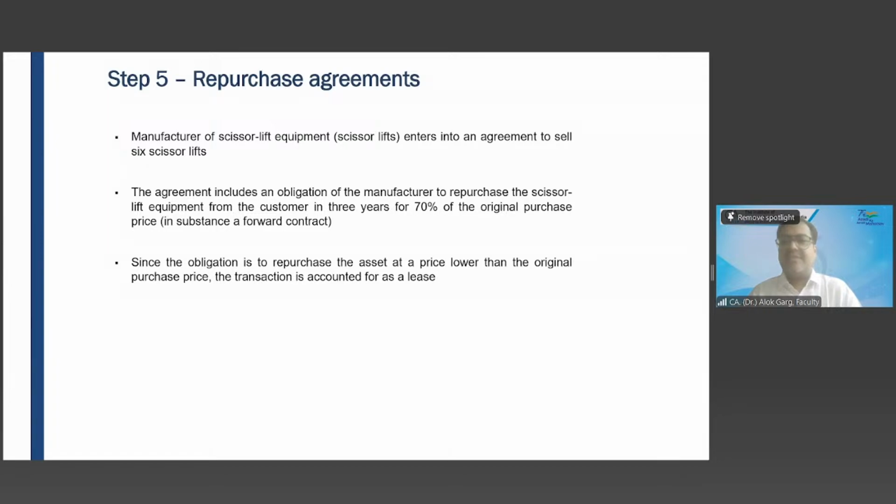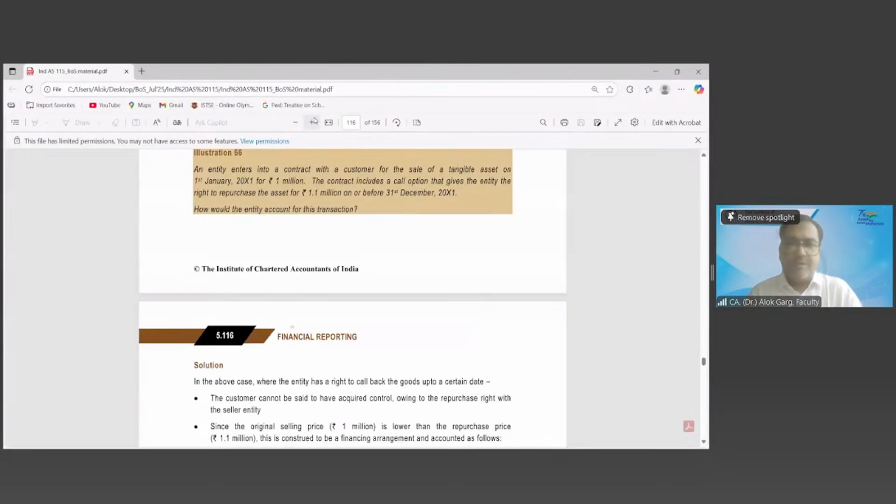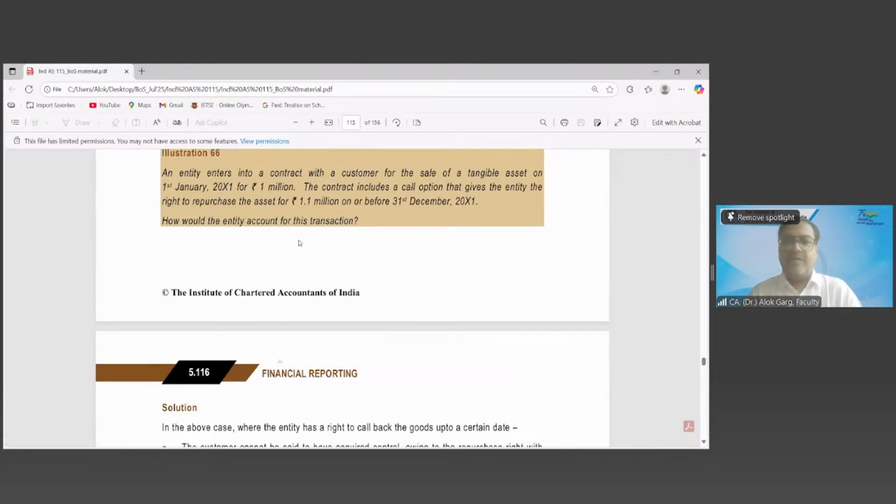Illustration number 66. I hope it is visible to all of you. Yes, sir, visible. An entity enters into a contract with a customer for the sale of a tangible asset on 1st January for rupees 1 million, which means 10 lakh rupees.